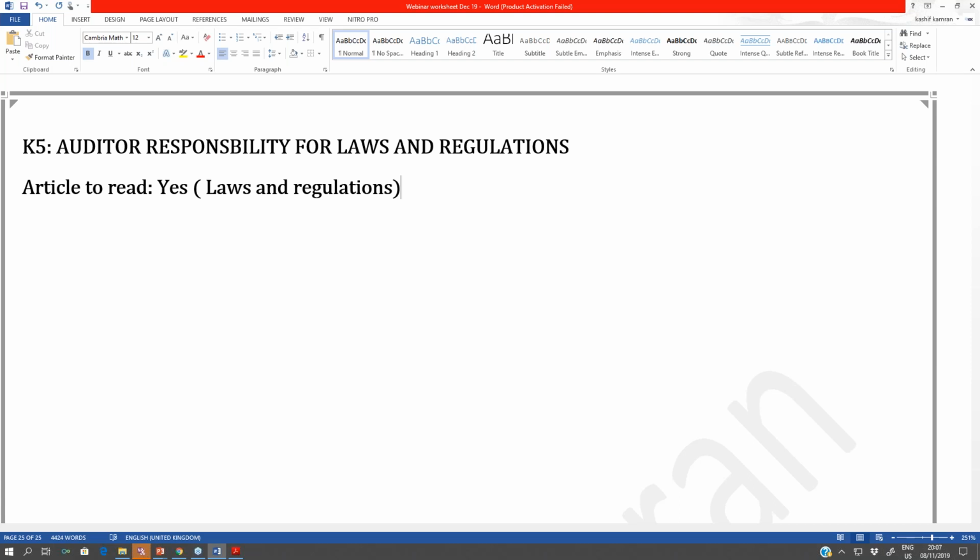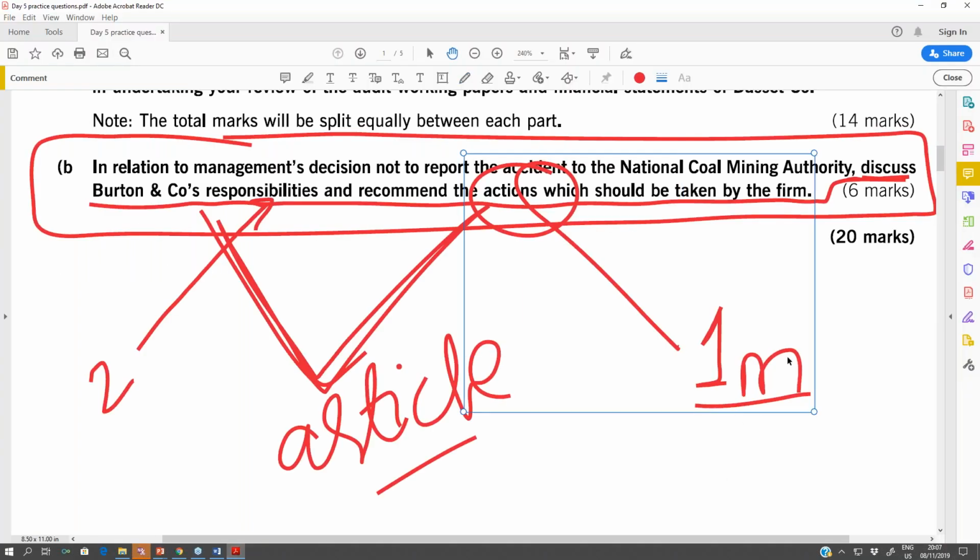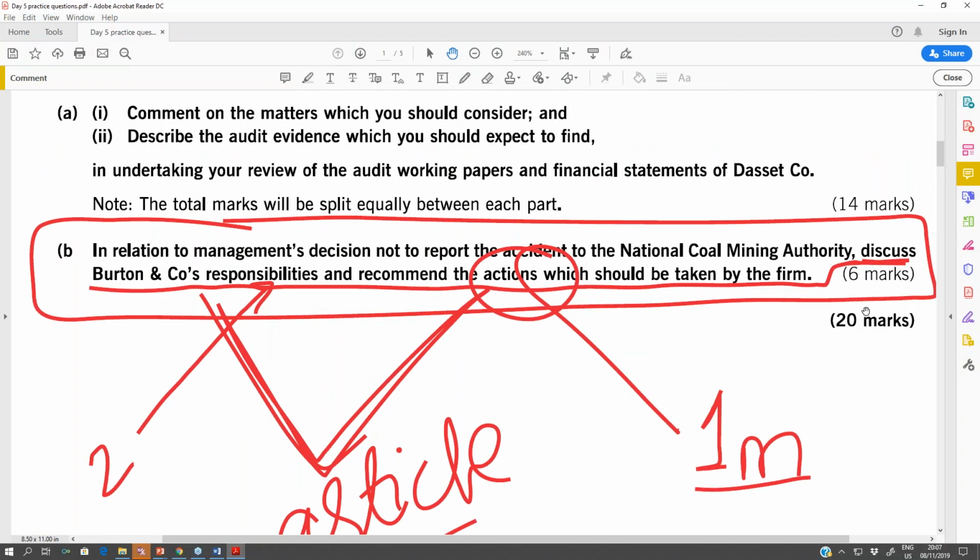you will have an understanding about the mindset you should have with regard to what your examiner expects from you about laws and regulations in the exam paper. And in terms of exam questions, today on day 5, I'm doing an exam question, which is December 13, question number 3B. This one.